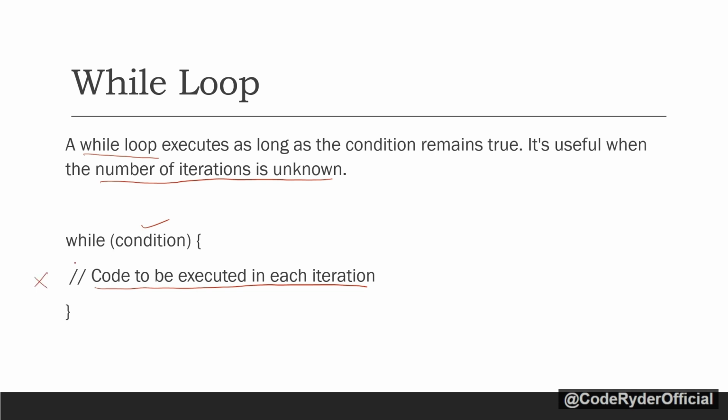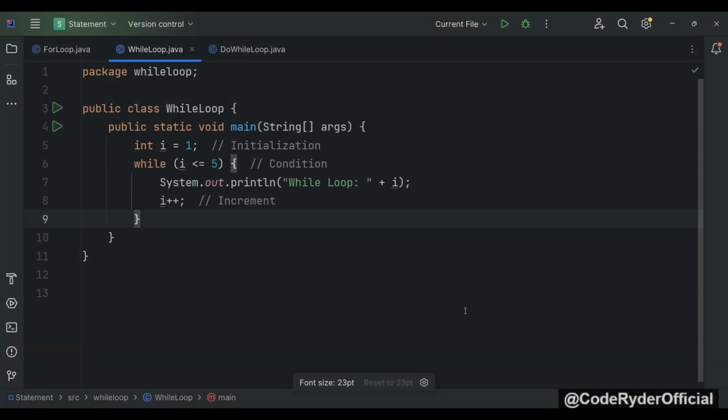So let's see the example of while loop. In this example we have a variable I and we have initialized it with 1. Then we have a while loop which has the condition I should be less than or equal to 5. If it is true, it will go inside and print while loop and the value of I. And then we are incrementing the value of I by 1. Initially I is equal to 1, and this condition is true because 1 is less than or equal to 5. So it is going to print while loop 1.